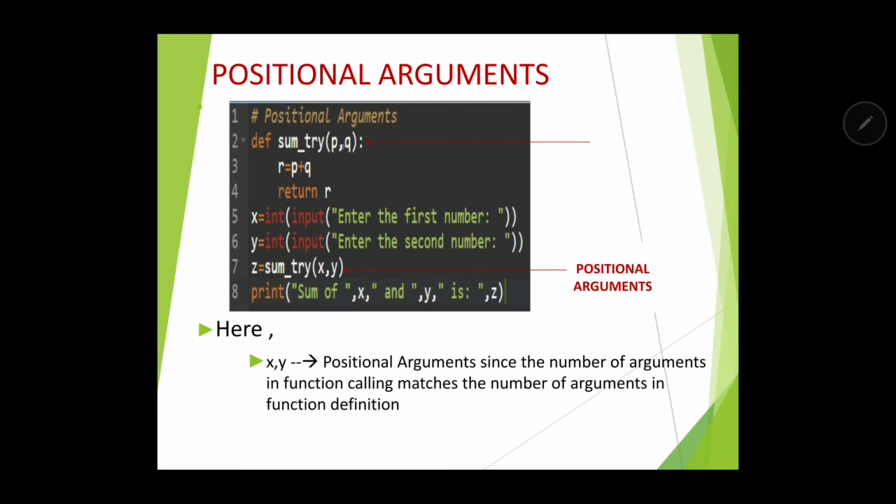So both of these should match. If it is matching, then we can say that it is a case of positional arguments. And not only the number, the order should also match. Here x corresponds to the first number, that is P, and y corresponds to the second number, that is Q. So the order is also matched. So this is all about positional arguments.